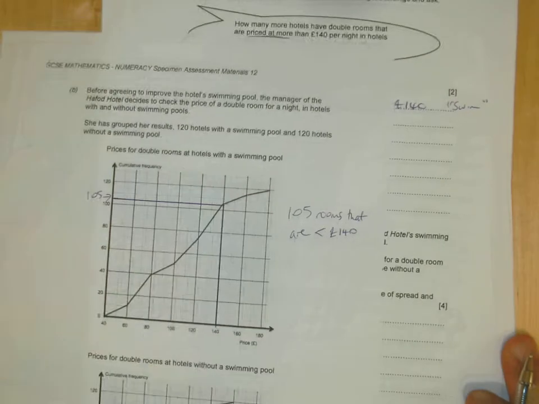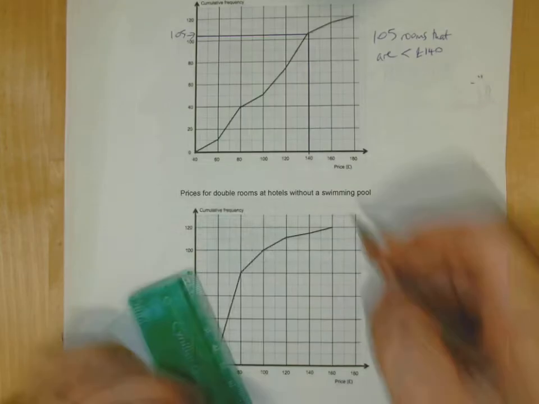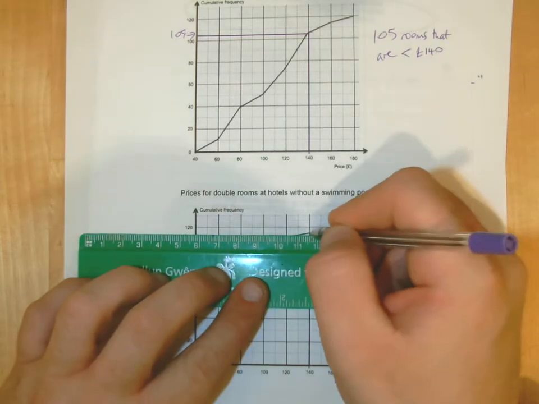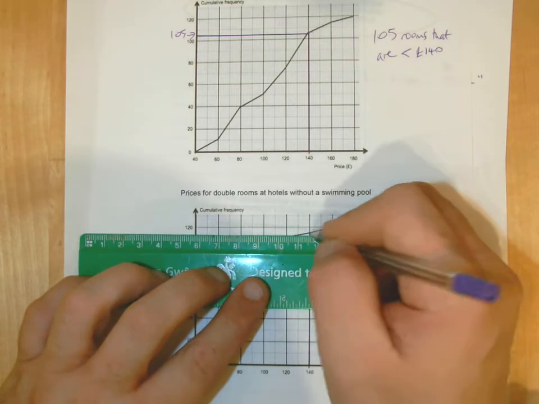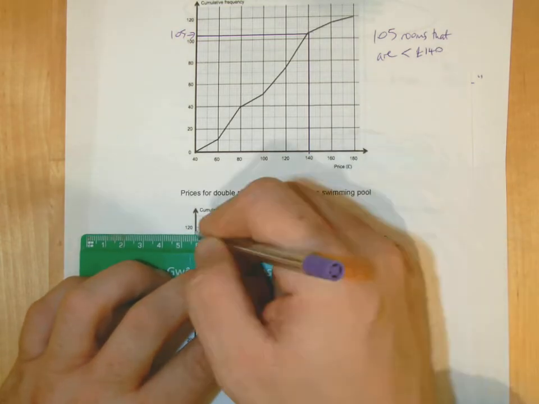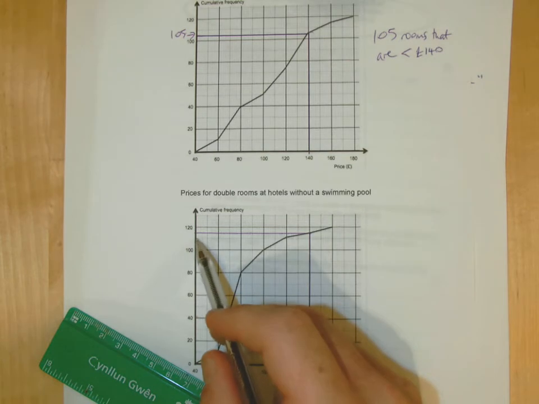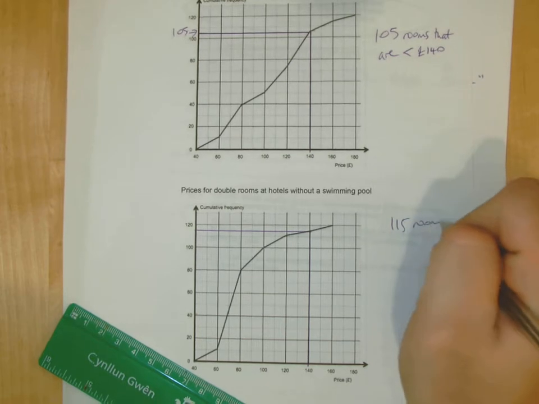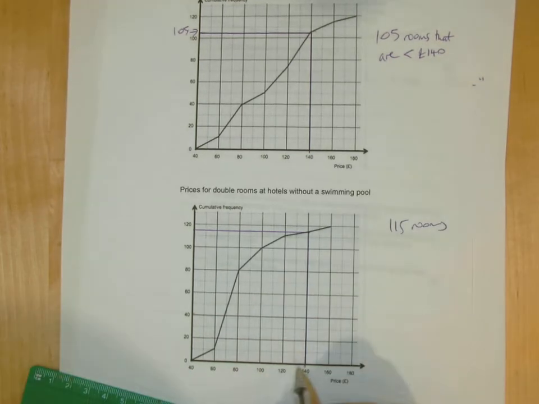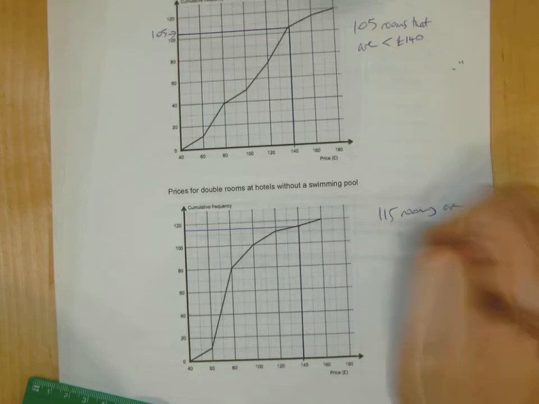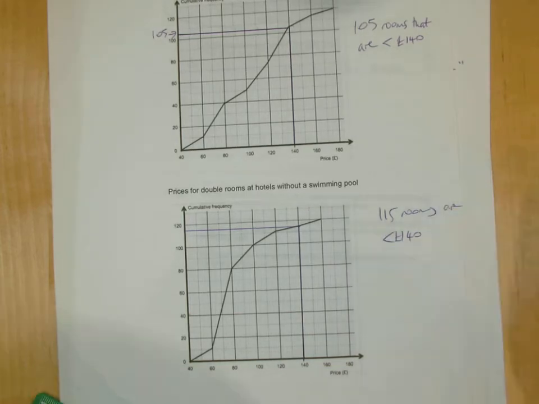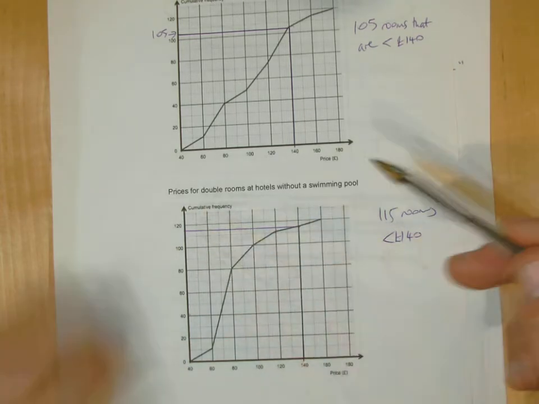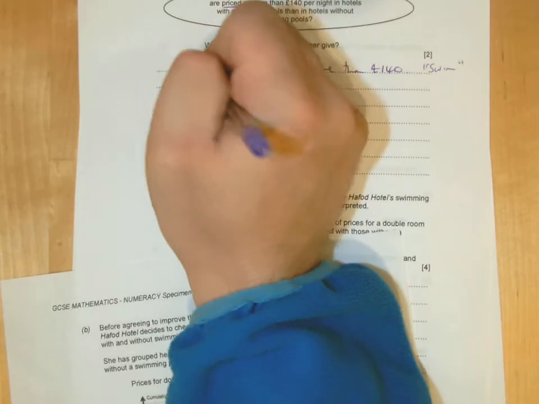Let's do the same then for the ones without the swimming pool. So if we take that £140 here, and then read across. So these are the ones without the swimming pool, sorry. Now if you look there, that's a little bit higher. There's 110, don't forget, so it's 115. So we've got 115 rooms, all of these rooms here, that cost less than £140. But remember, we're not interested in the ones that are less than £140. We want the ones that are more. So if 115 are less, there's just 5 left, isn't it, of the 120?